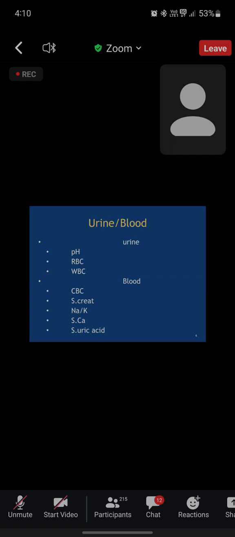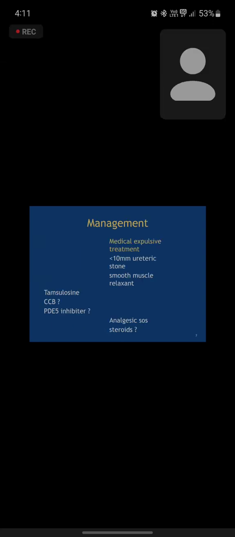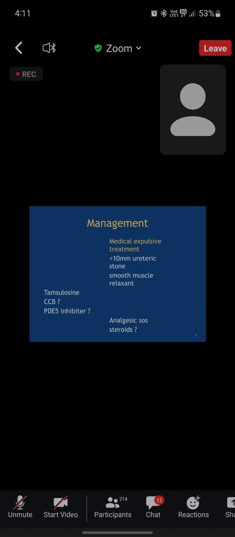If serum uric acid is more, it can lead to formation of calcium oxalate stone or uric acid stone, which we'll discuss later on. So now we'll come to the management. For the ureteric stone, any stone less than 10 millimeter or even bigger stone can be treated with medical expulsive treatment, which is a conservative treatment for ureteric stones.